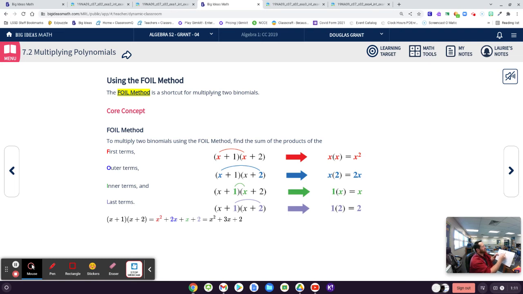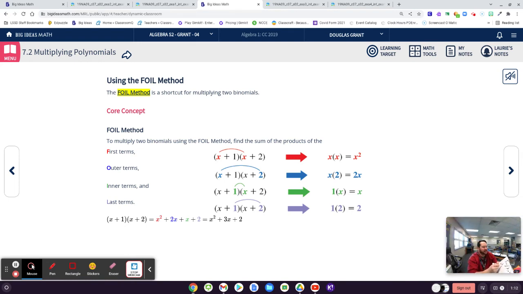So if you have x plus 1 times x plus 2, which is their example, you're going to multiply the first terms, the x's, and you do that first. And I draw the little loopies. So that gives you the x squared. Then the O is the outside. So you multiply the outside terms. And again, draw the little loopies, of course. That's the x and the 2.